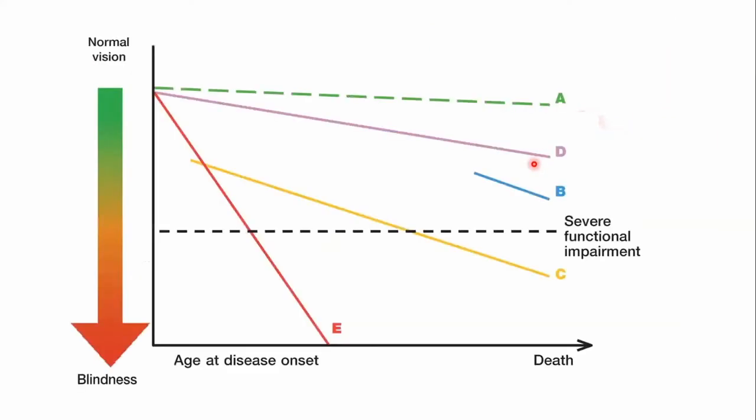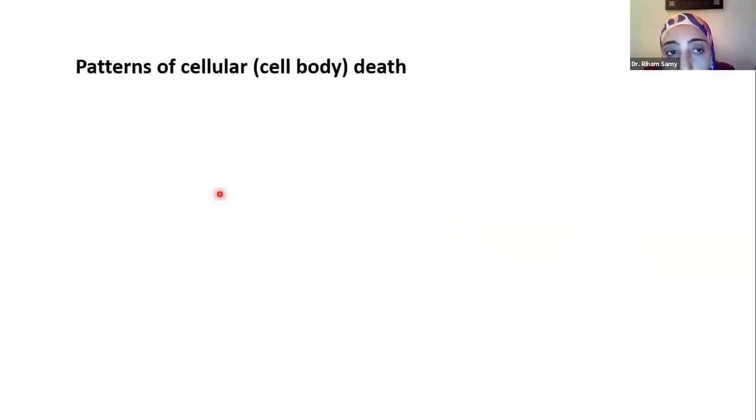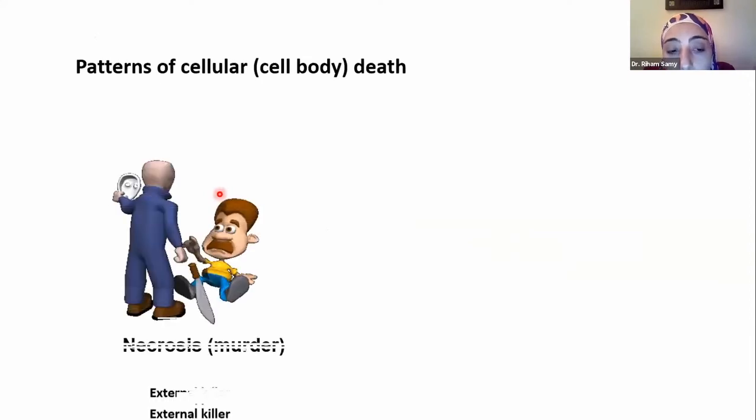Loss of the retinal ganglion cells can occur naturally all over our lives, but at a very slow rate, so that we cannot experience any functional deterioration. However, in glaucoma, we have accelerated loss of the retinal ganglion cells, and hence visual impairment and visual deterioration can occur. We have two patterns of cell death. Cells can die by necrosis, or murder, and this mandates the presence of an external killer, such as an infection or a trauma. And this is not the case in glaucoma.